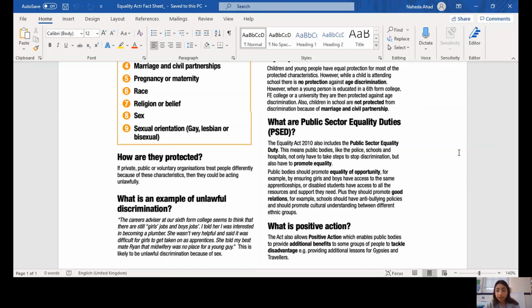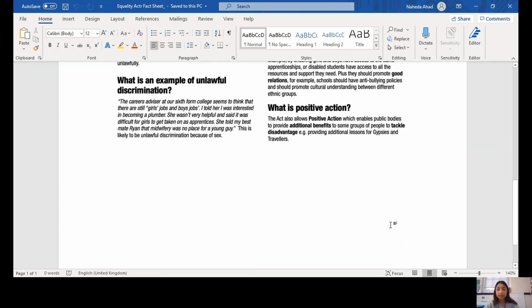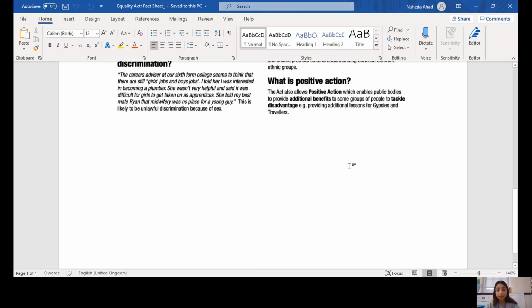Public bodies should promote equality of opportunity, for example, by ensuring girls and boys have access to the same apprenticeships, or disabled students have access to all good resources and support they need. Plus, they should promote good relations. For example, schools should have anti-bullying policies and should promote cultural understanding between different ethnic groups. And lastly, what is positive action? That is what you're going to read. So pause the video here and read on from that.